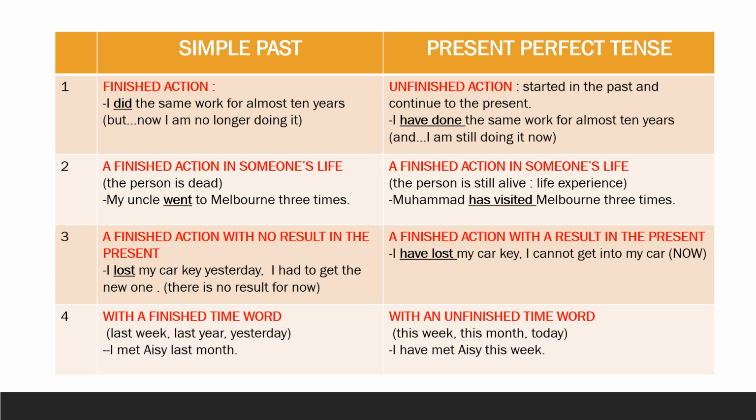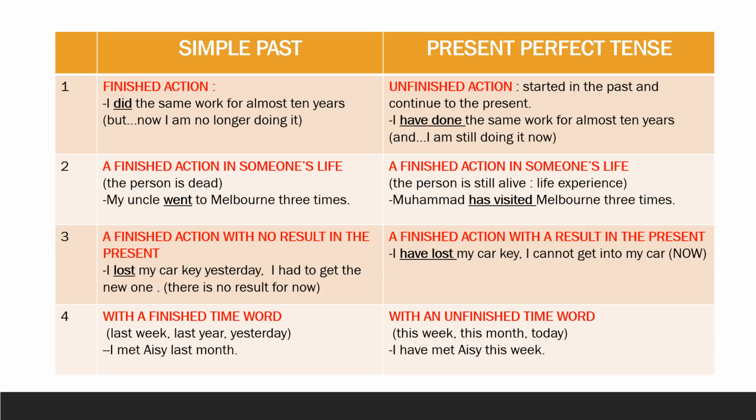Compared to present perfect tense, it is an unfinished action. Started in the past, bermula daripada masa yang lalu, and continues to the present. Present means now. Bersambung terus to the present. For example, I have done the same work for almost 10 years, and I am still doing it now. Clear for the first one?